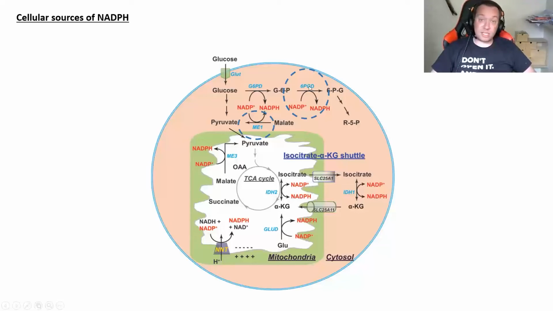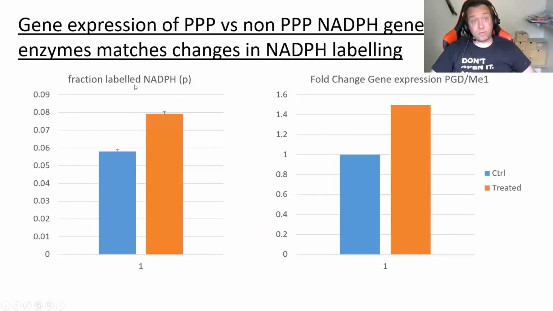And what's really nice is we had RNA-seq data from this, and we looked at the ratio between 6-PGD and ME1. And what we find is the fold change in PGD divided by the fold change in ME1 is about 1.4-fold increased in treated. In other words, suggesting that the PPP pathway, at least on the transcription level, is being favored over the ME1 pathway when you treat cells with IL-4. And this compares to the fold change in the NADPH as a portion of the pool.